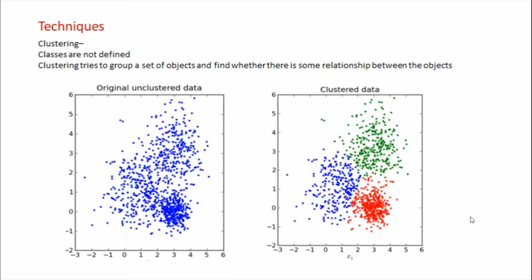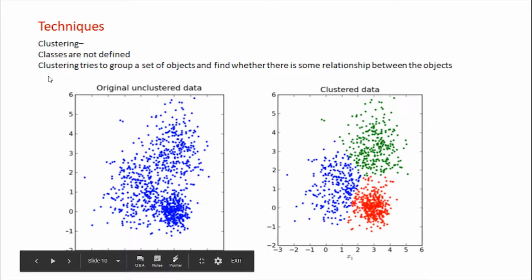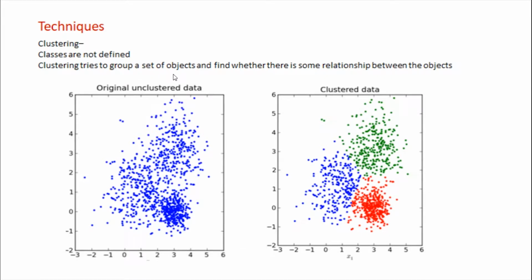Hello there, welcome back. In this lecture, we will be learning about clustering. What clustering really does is it tries to group or cluster a different set of objects together based on their properties. Suppose you have some raw data where there are many objects. What a clustering algorithm does is it tries to group all that data into different clusters based on their similar properties. In clustering there are no classes defined, and it tries to group a set of objects and find whether there is some relationship between any objects or not.